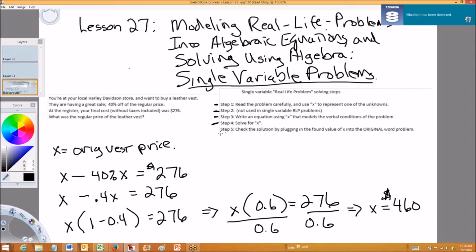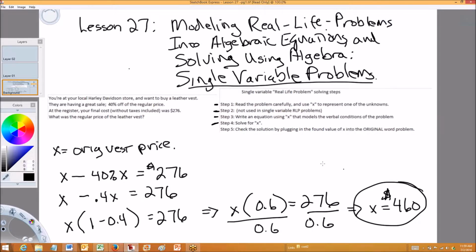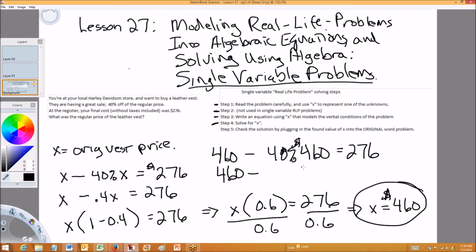So we just completed step 4. Now, going back and doing step 5, we take our 460 and see if it works. So $460 minus 40% off of $460 should equal $276. So we have $460 minus $184. Does that equal 276? And punching it into your calculator, it does.